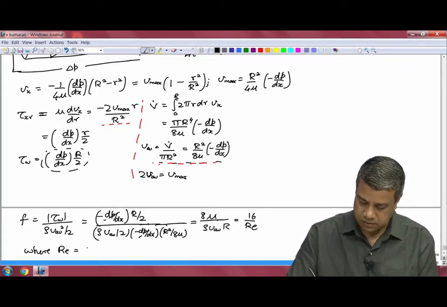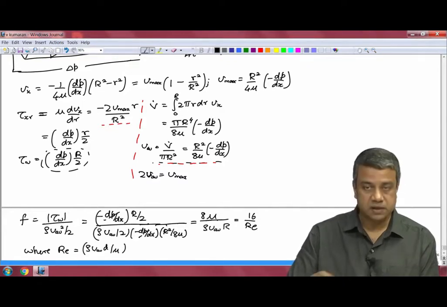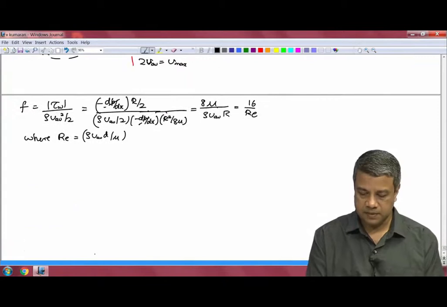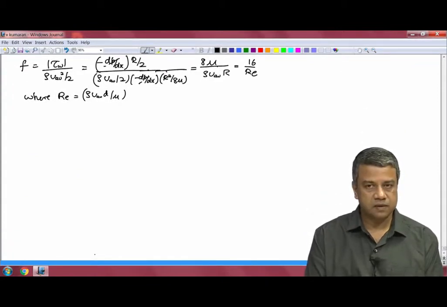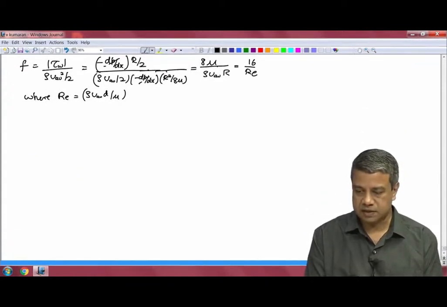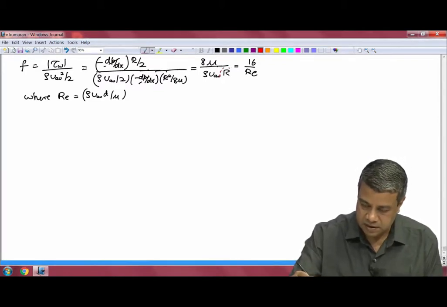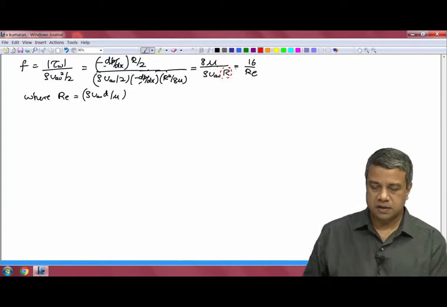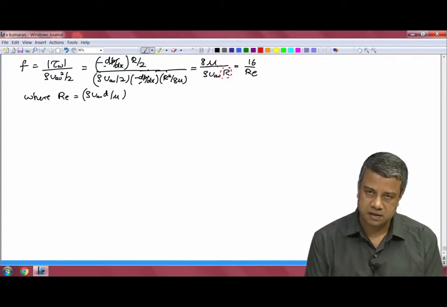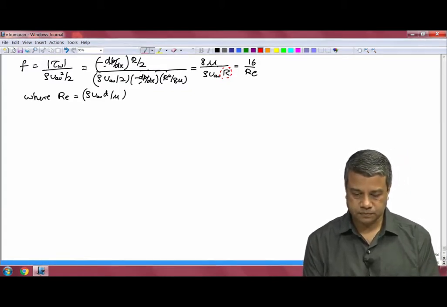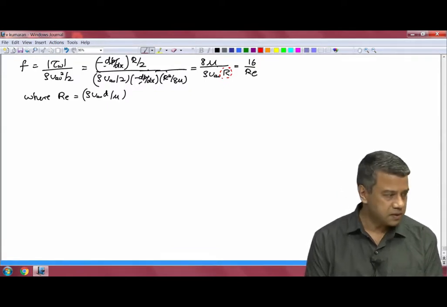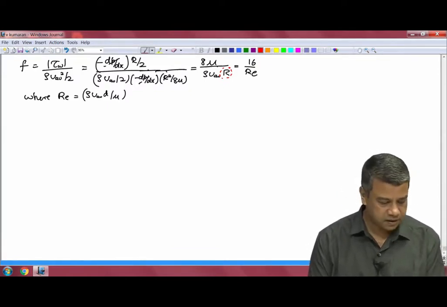where Re is equal to rho V average d by mu. The Reynolds number is defined in terms of the diameter of the tube, which is 2 times the radius. Therefore, if I substitute d by 2 in the denominator here, I will get 16 by Re, where Re is the Reynolds number. 16 by Re is the friction factor. So, that gives us the relation between the friction factor and the Reynolds number.